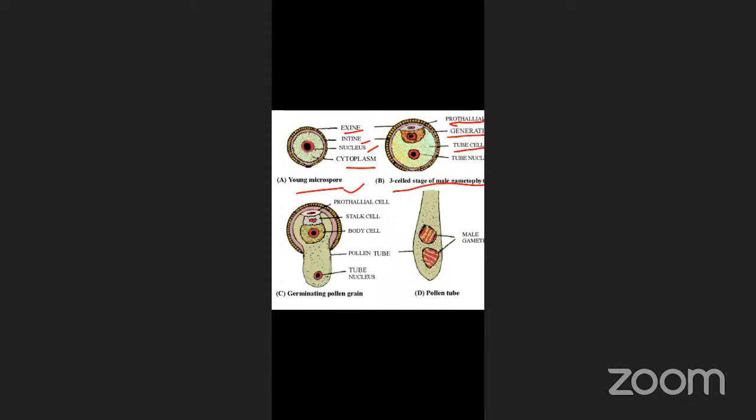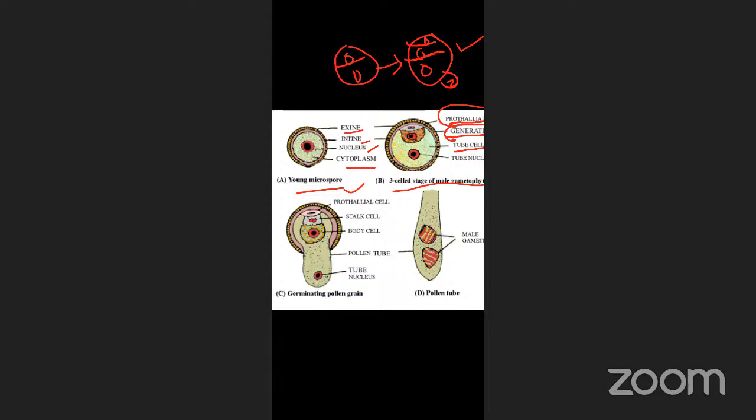What happened actually? Two nuclei form. Again, these two nuclei divide mitotically. Four nuclei form. One is prothallial cell, second generative cell, and third tube cell. Another cell also forms that can degenerate. Only three major or two major. So anyway, the three-cell stage is formed. In this, the first small one is called prothallial, the middle one is called generative cell, and the last one tube cell.